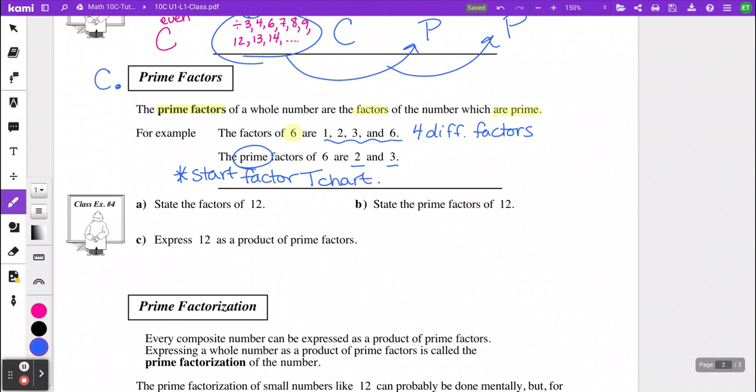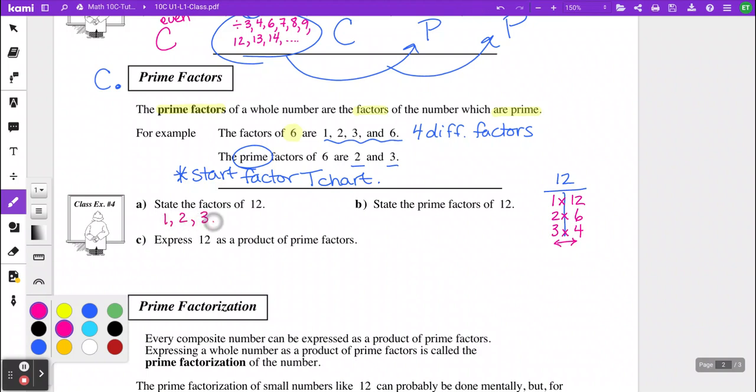If I have the number 12, I'm just going to put it over on the right-hand side so I have more room. With the number 12, I'm going to multiply 1 times 12, 2 times 6, 3 times 4. Once the numbers get really close together or identical, they reverse, and then they just start repeating themselves. That's how we know we're done. So the factors of 12 are 1, 2, 3, 4, 6, and 12.